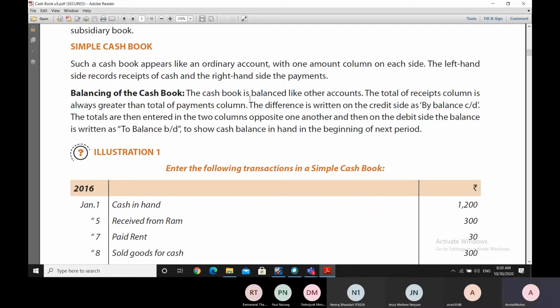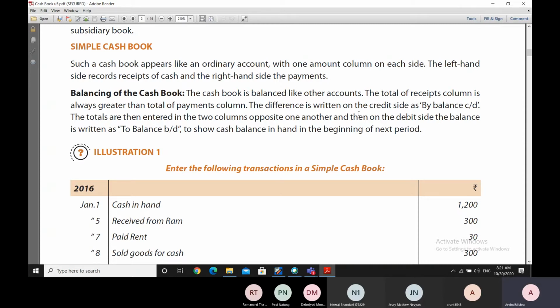The cash book is also balanced like any other account. We take the total of the receipts column, and of course we know that the total of the receipts column is always greater than the total of the payments column, because unless you have cash, you cannot pay it. So we take the difference of the receipts column and the payments column.